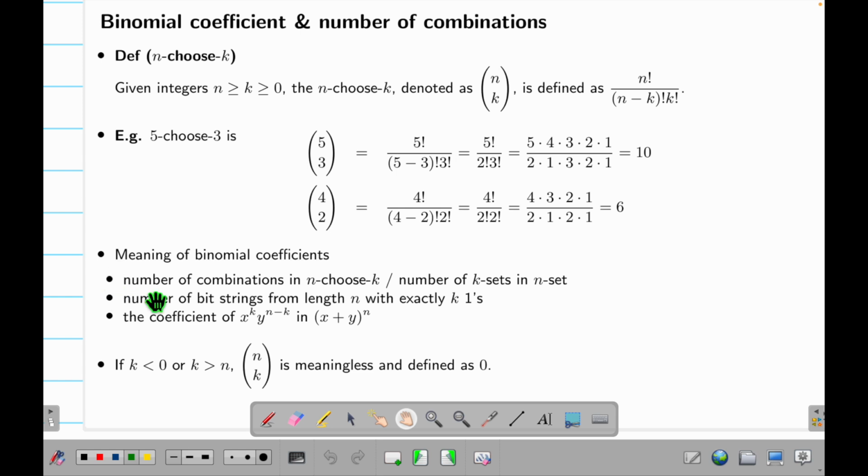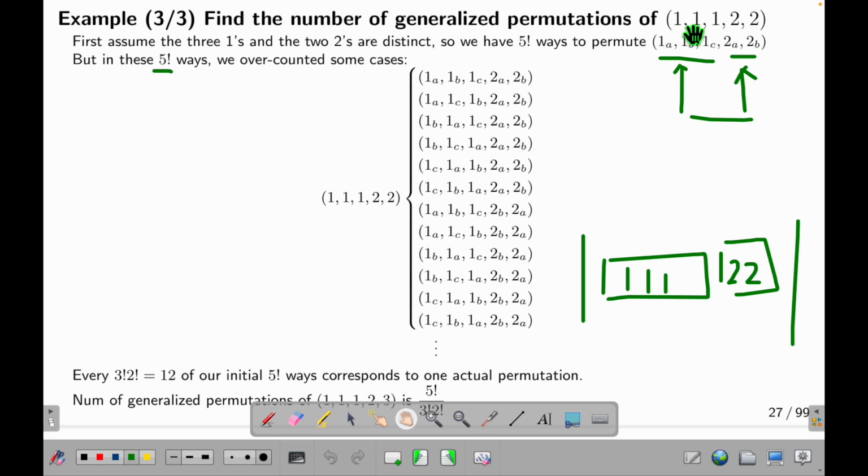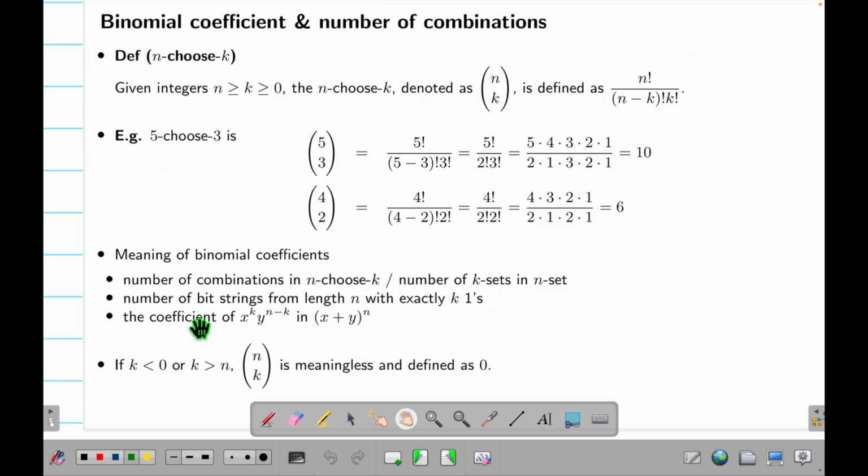This is the first meaning. Second meaning, it is also the number of strings with length n with exactly k ones. So what is this? This is a length 5 string, and I have 3 ones. This is one particular case. I can have 3 ones in this length 5 string, but I can move this one later, so I have another string. If I want to insert 3 ones in 5 boxes, with 3 boxes containing 1, how many ways are there? It's also this number.